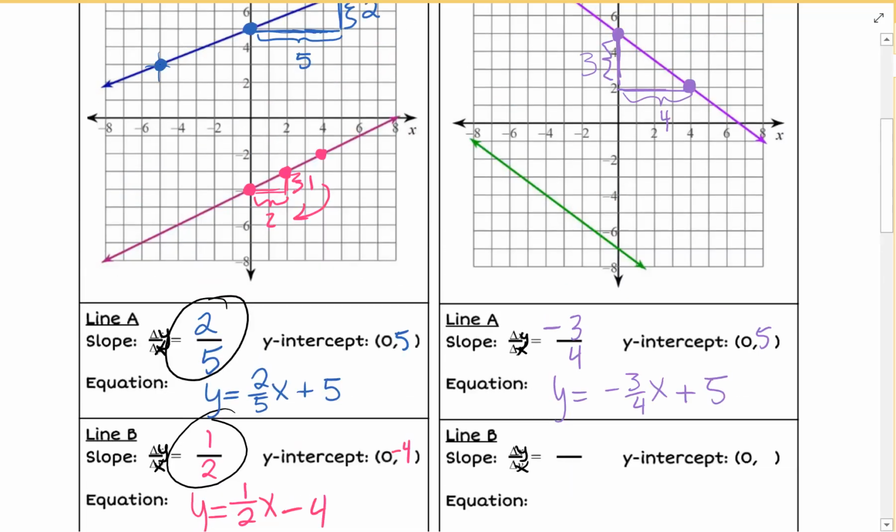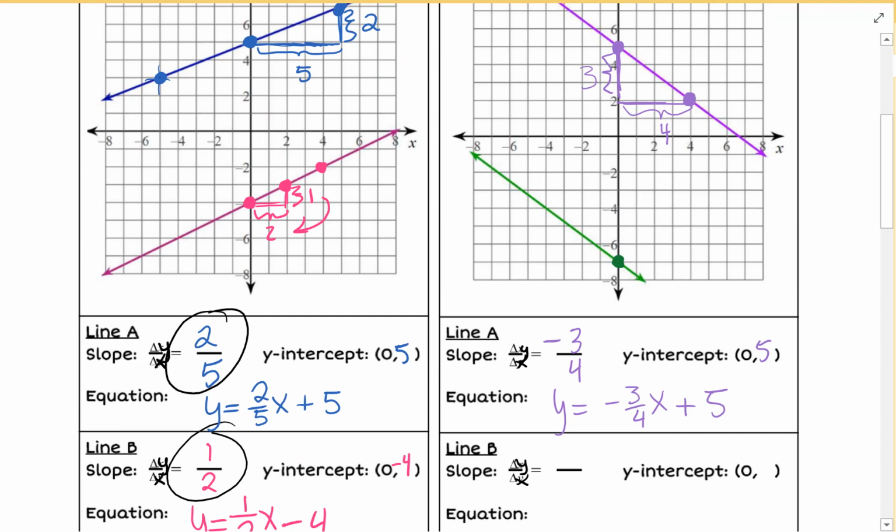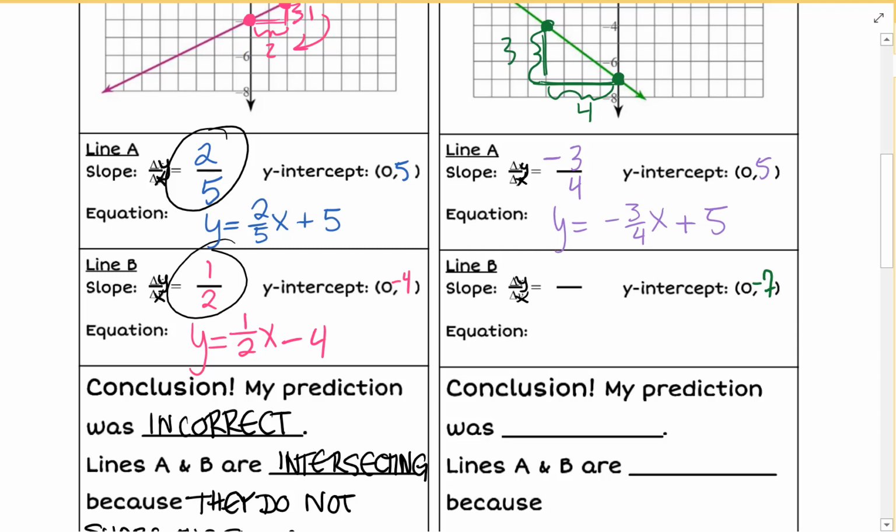The green line, I can see a y-intercept at -7. And then I see another point here. Let's look at that. Delta y is 3. Delta x is 4. And as we look at the lines left to right, this green line is also decreasing. So the slope will be negative 3/4. And that gives me an equation of negative 3/4 x plus a -7, so minus 7.